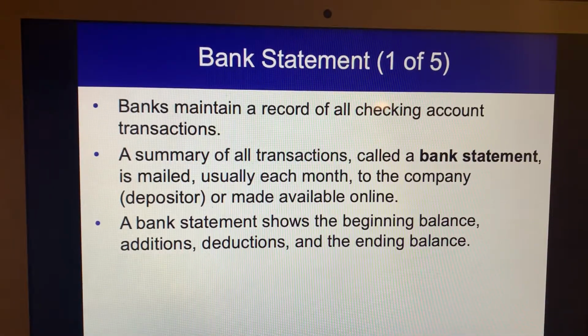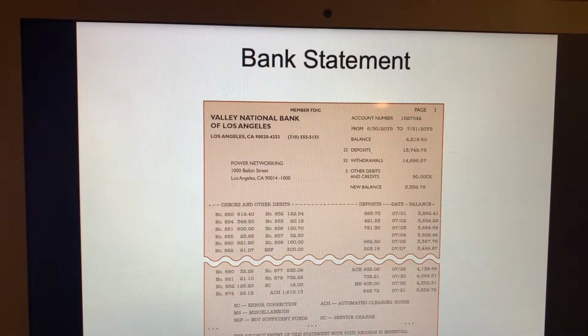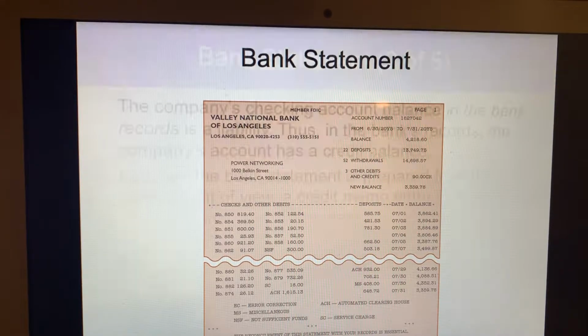Bank statements. Banks maintain a record of all checking account transactions. A summary of all transactions, called a bank statement, is mailed, usually each month, to the company depositor or made available online. A bank statement shows the beginning balance, additions, deductions, and ending balances. So here's an example of a bank statement. This is the same one that's in your textbook. So here's a running account of it.